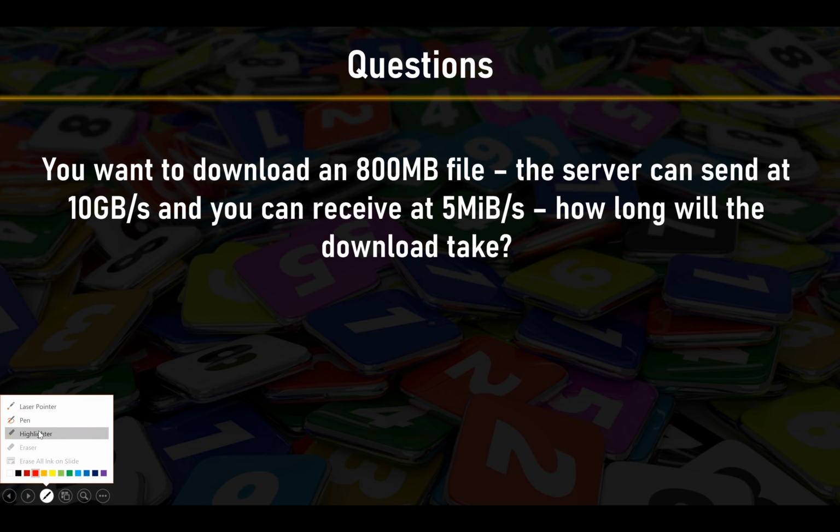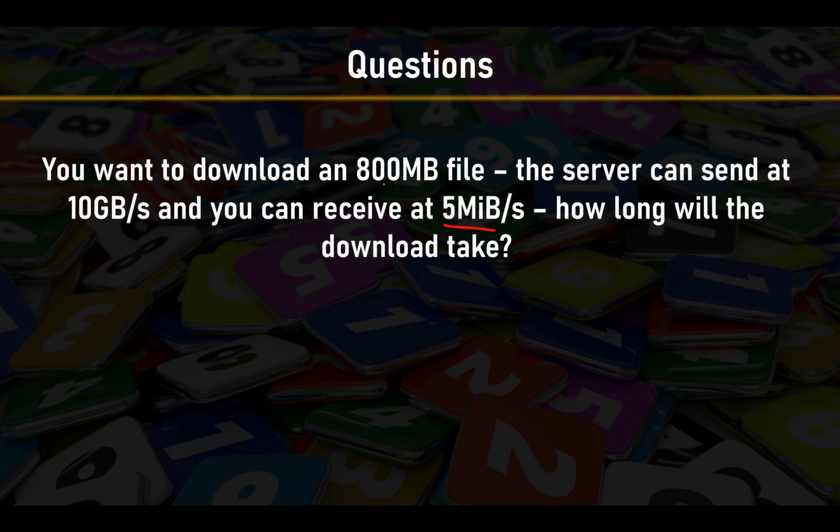So here our download speed is going to be 5 megabytes per second. Therefore, I think probably the easiest way to do this is if we convert them to the same unit. So let's convert this 800 megabytes into mebibytes. Then we can directly divide them. So we have 800 mebibytes.